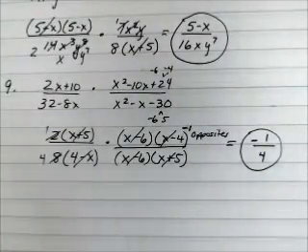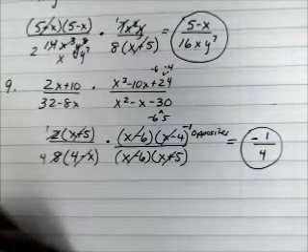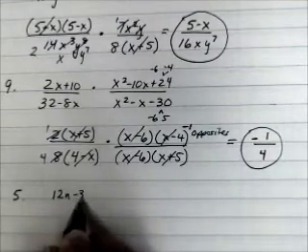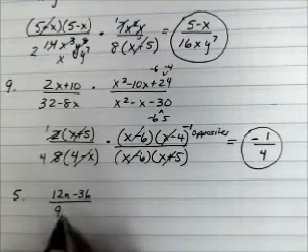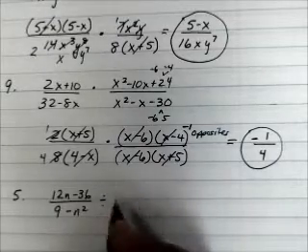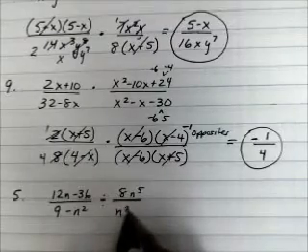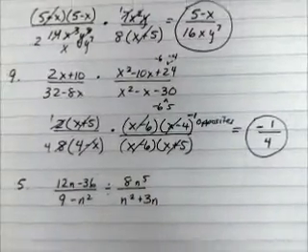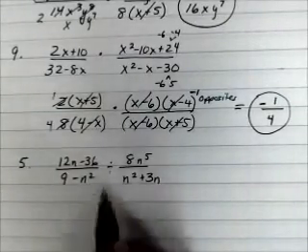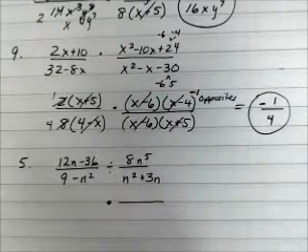Our next problem is a division problem, which would be on page 113, number 5, and it is 12n minus 36 divided by 9 minus n squared. That rational expression divided by 8n to the 5th over n squared plus 3n. Okay, so remember with division, we are going to change to multiplication, so I'll do that, and we're going to write the reciprocal of the fraction that follows.